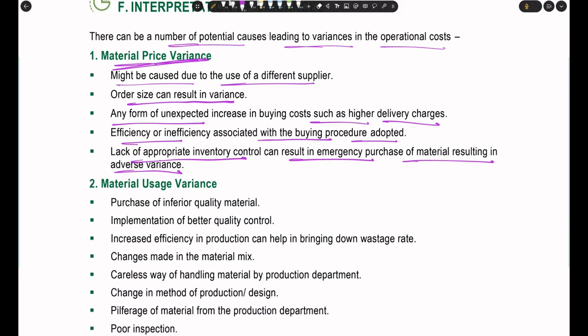Then material usage variance: purchase of inferior quality material, right? Because of that you will use more material.